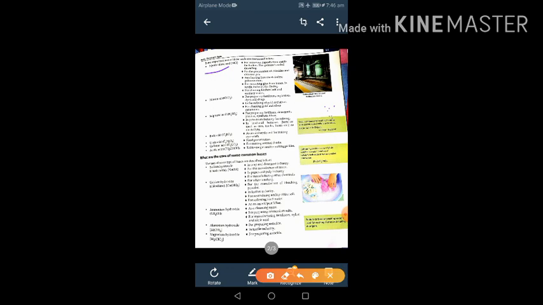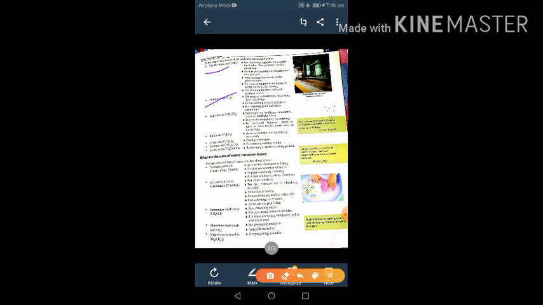Now uses of nitric acid. We use nitric acid for preparing fertilizers, explosives, dyes, and drugs. We use nitric acid in refining of gold and silver, meaning purification of gold and silver, and for cleaning of gold and silver. Goldsmiths use nitric acid for cleaning.